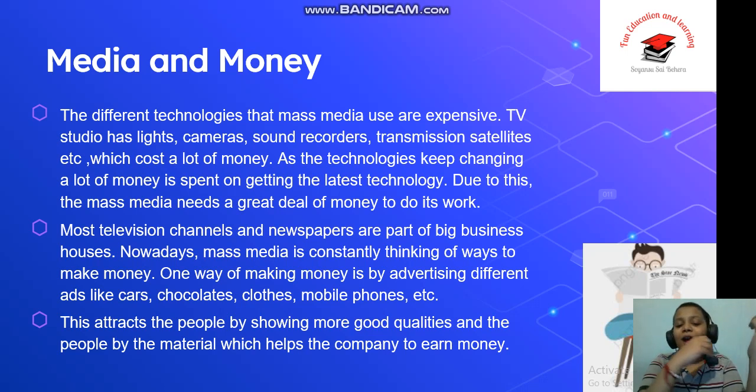One way of making money is by advertising different ads like cars, chocolates, clothes, mobile phones, groceries, etc. This attracts the people. People are attracted by showing more good qualities and showing fewer bad qualities. And the people buy the material, which helps the company to earn money. Okay, so the more money the company gives to media, the more good qualities the media say about it, and more people go there, and they make more profit.